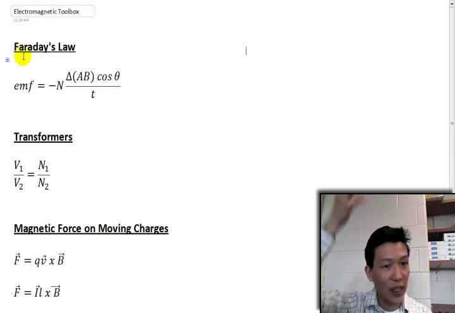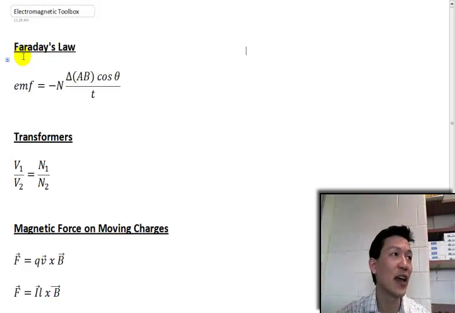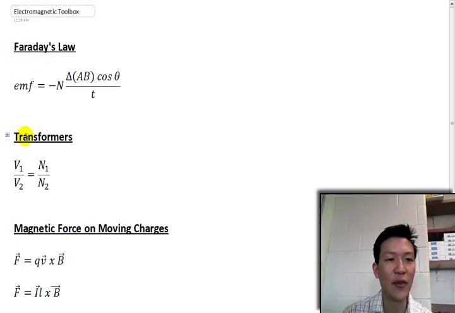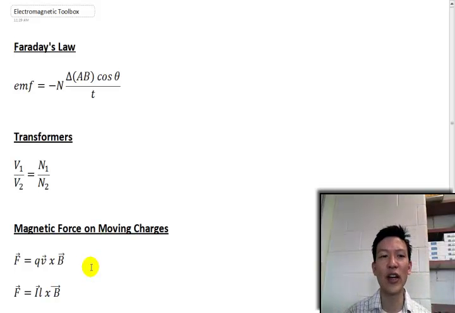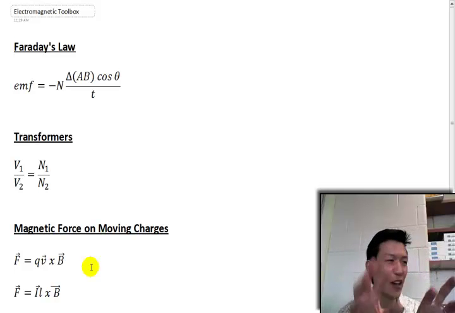Okay, right now we're going to look at the three equations we're going to use for electromagnetic induction. The first one is called Faraday's law. Then we're going to look at the transformer equation, and then the magnetic force on moving charges. Okay? And really quick, it's easy to get lost in all this math, and we don't want to get lost in all these equations. Okay?